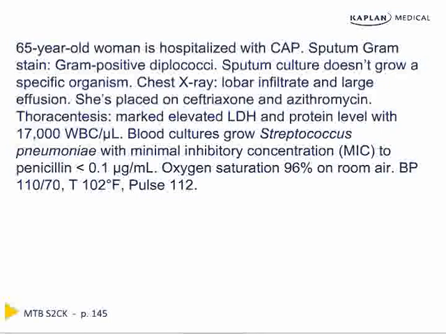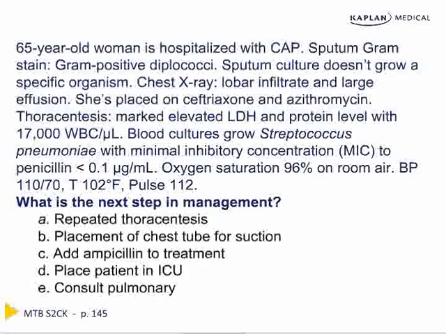The blood cultures grow Streptococcus pneumoniae with a MIC to penicillin less than 0.1. Oxygen saturation is 96% on room air, and the blood pressure is 110/70, temperature 102, and a pulse of 112. What is the next step in management? The answer choices include repeated thoracentesis, placement of a chest tube for suction, adding ampicillin to treatment, placing the patient in the ICU, or consulting pulmonary.